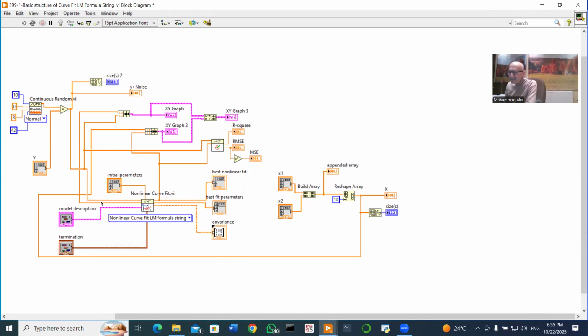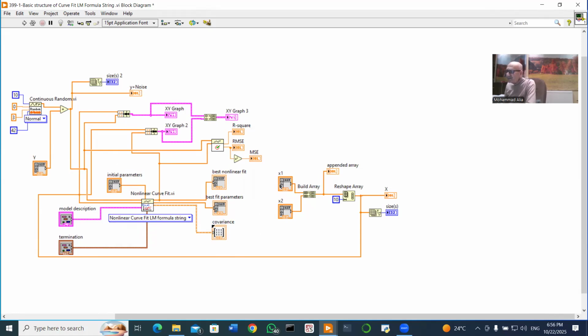Now, in order to work, we need to generate a synthetic set of values as arrays of x and y, and we have to decide the formula. We have to suggest the values as initial values, and then we can run the program and judge about the quality and the performance of this function also.